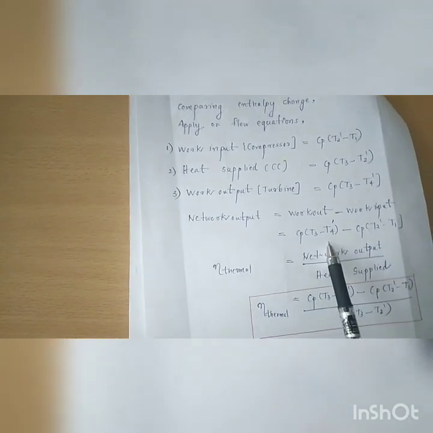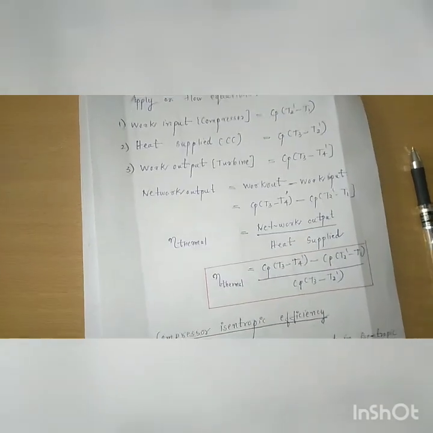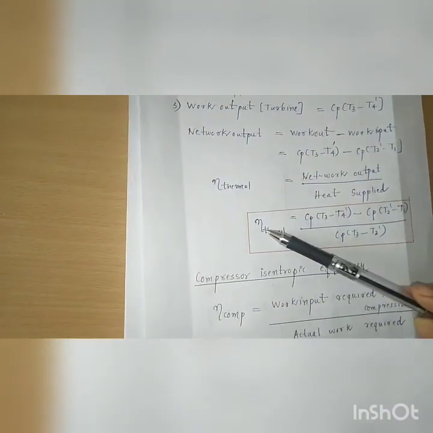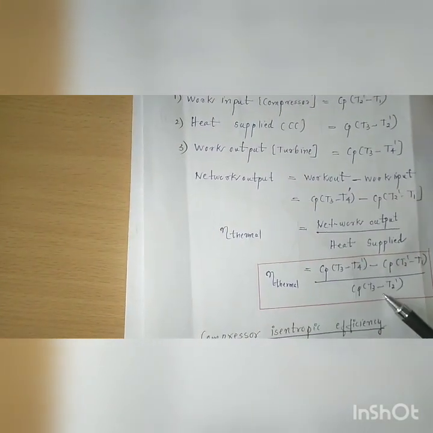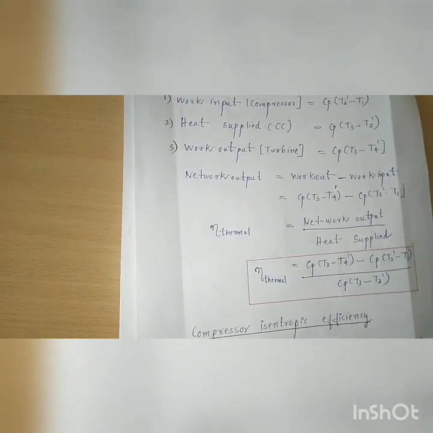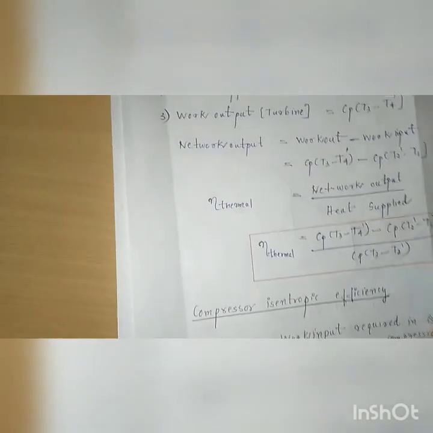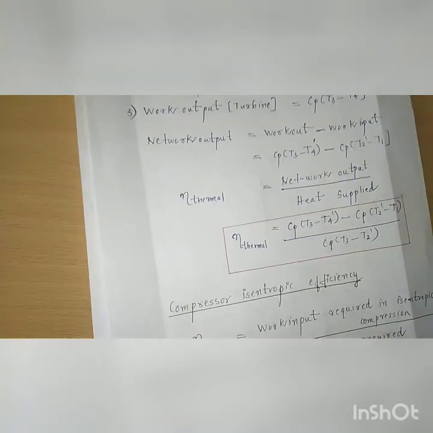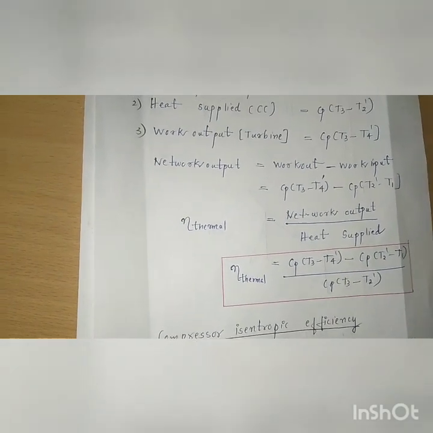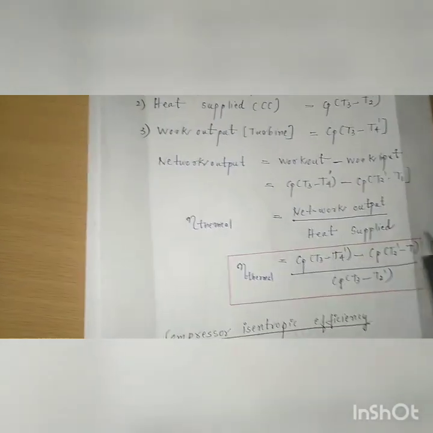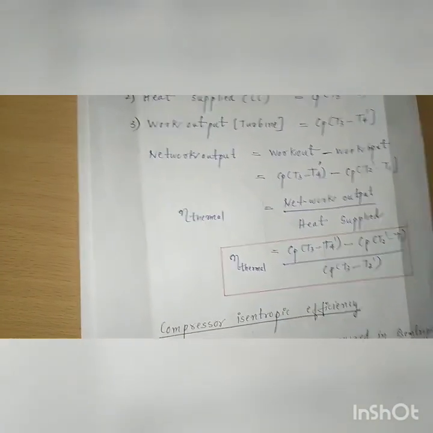Then net work output, we know that net work output is work output minus work input. We are substituting this equation, Cp into T3 minus T4 dash minus Cp into T2 dash minus T1. Then efficiency is net work output divided by heat supplied, that is the thermal efficiency is work output minus work input divided by heat supplied. This is the thermal efficiency of the open cycle gas turbine. Here we are not considering any of the efficiency improving techniques such as regeneration, cooling, reheating. We are not using any of the techniques. For a simple open cycle gas turbine, this is the thermal efficiency.